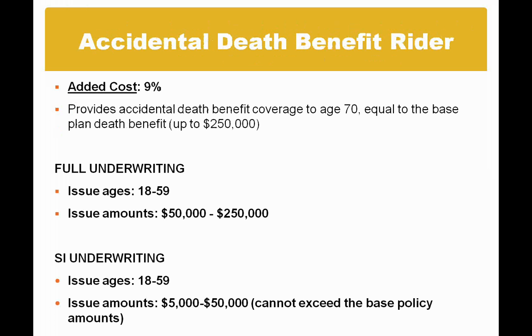The last rider here that I'll talk about today is the accidental death benefit rider. It just adds a small life insurance policy to it if you'd like. It can exceed your base benefit policy amount, and it's pretty simple, pretty self-explanatory.